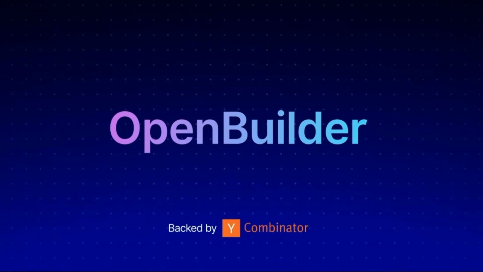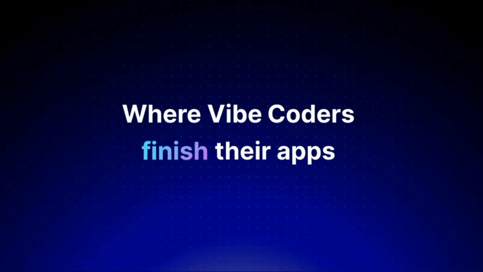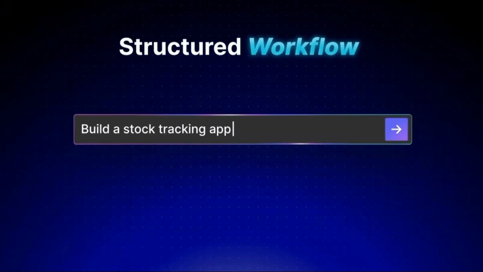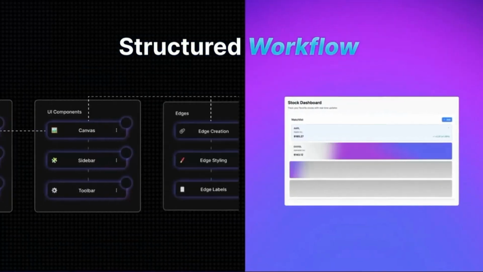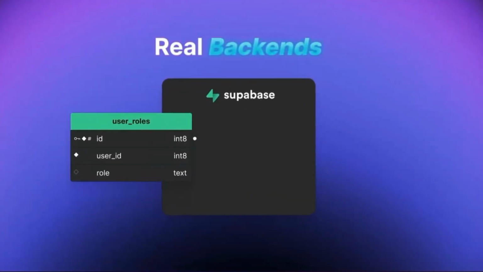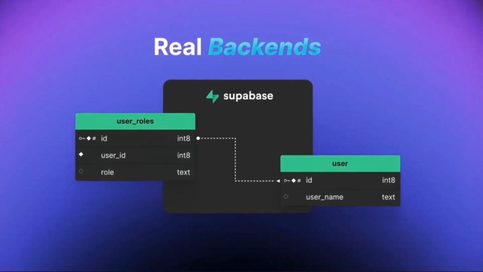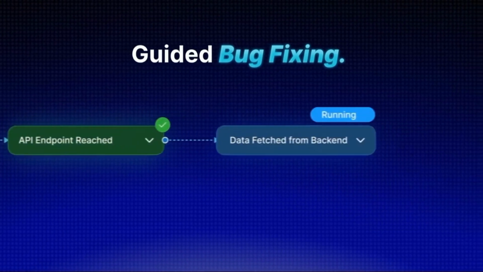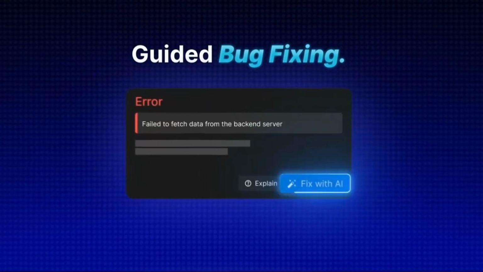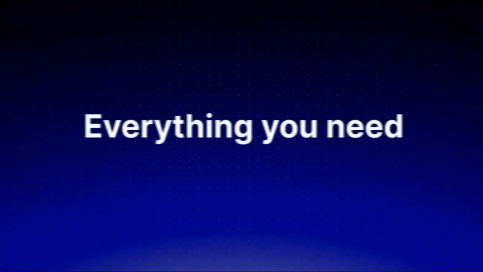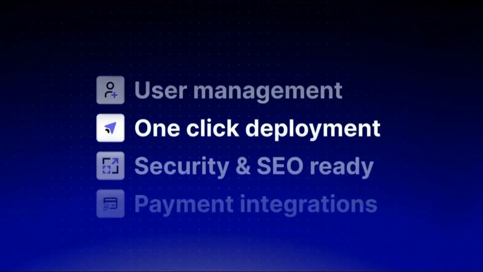Today, we're diving deep into OpenBuilder, one of the most ambitious AI-powered app-building platforms backed by Y Combinator. And trust me, this one feels like the future of software development. OpenBuilder calls itself an AI-native app builder, but that's honestly underselling it. This isn't your typical drag-and-drop builder or AI writes a few snippets of code tool.